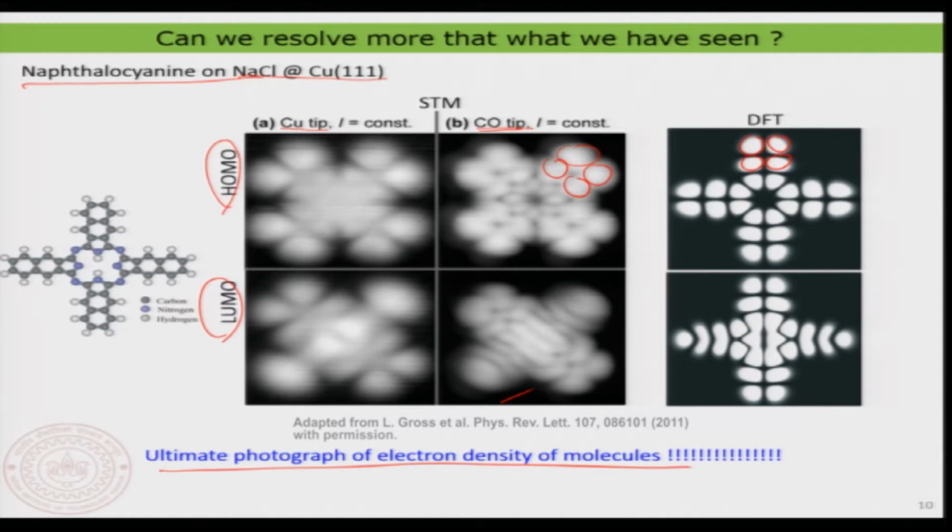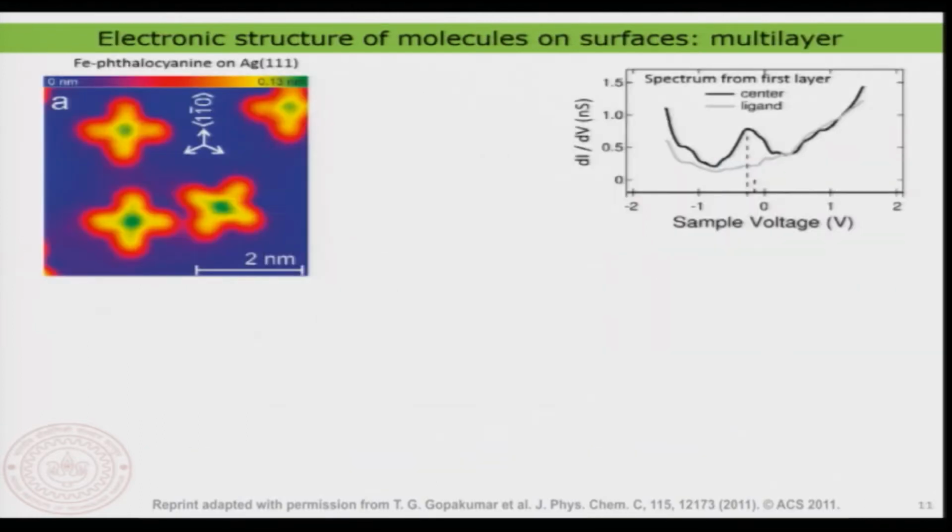So, the STM has the capability to go down with the resolution to this level. That is the power of the technique, and we are always doing this at a single molecule level. Good. Now, we also want to understand the electronic structure as a function of the layer thickness. So far, what I have shown you is the electronic structure of the molecule sitting on the first layer. That is what we have looked at so far.